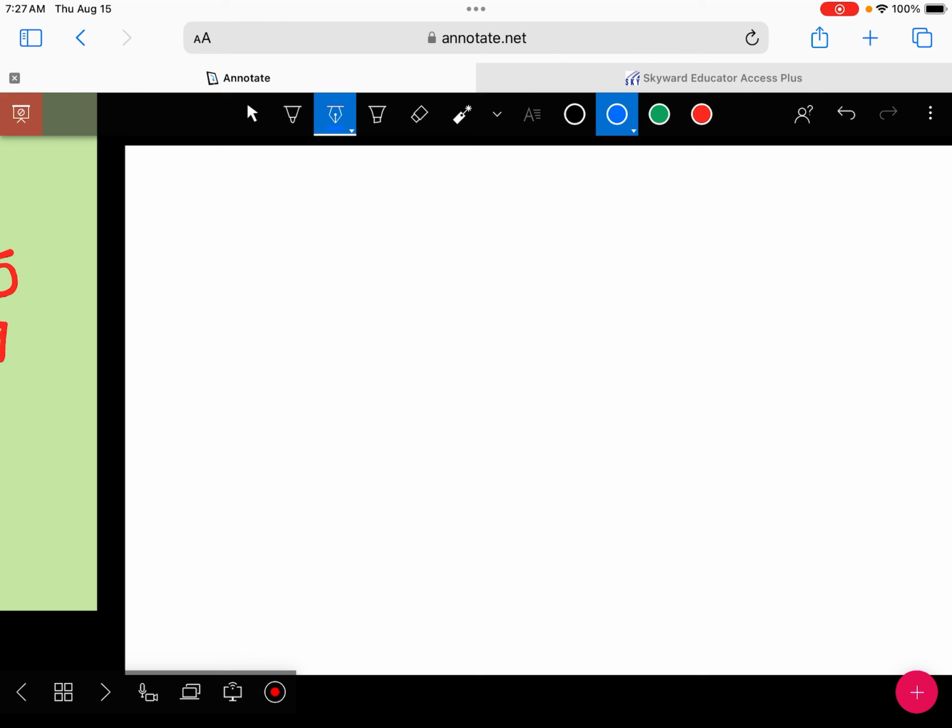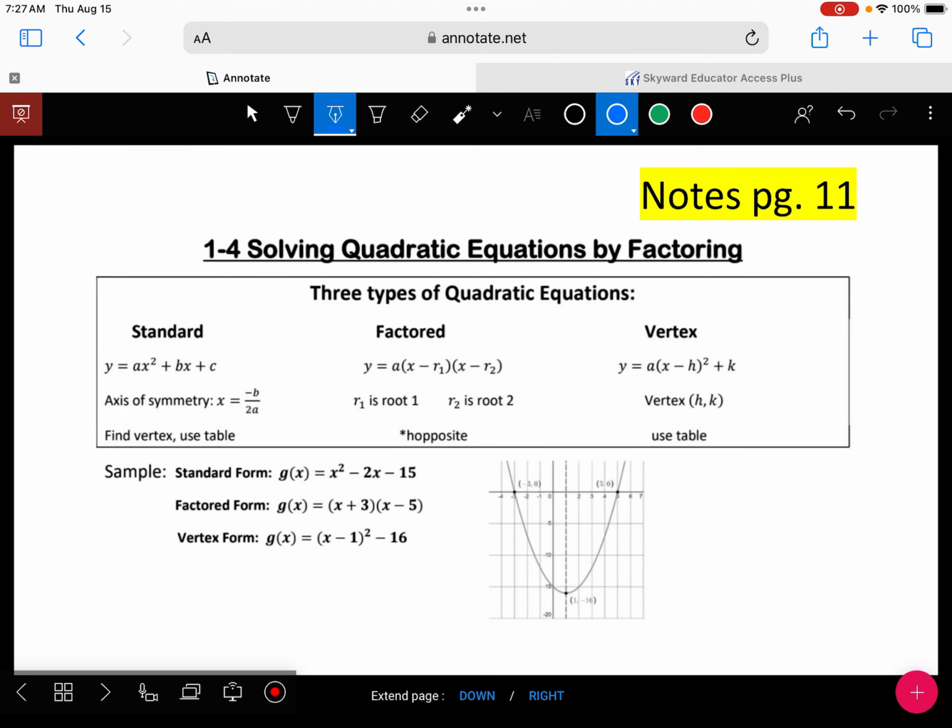All right, so let's go ahead and take out your notes, and we're going to continue with our graphing. Go to page 11 in your note packet.